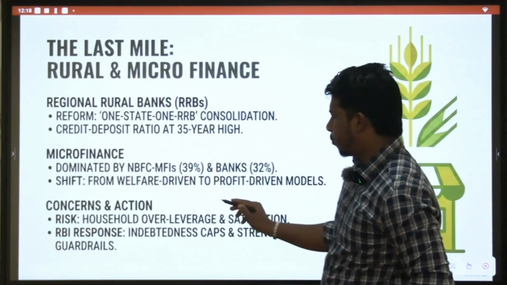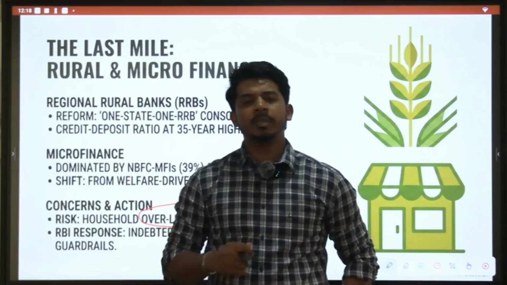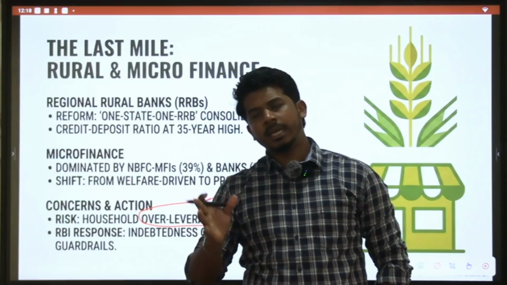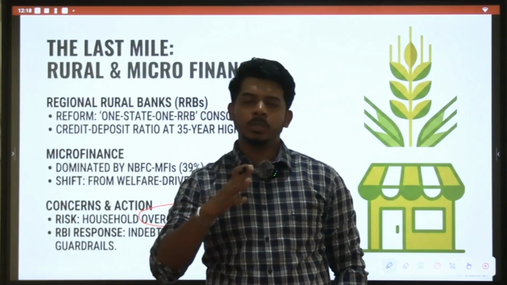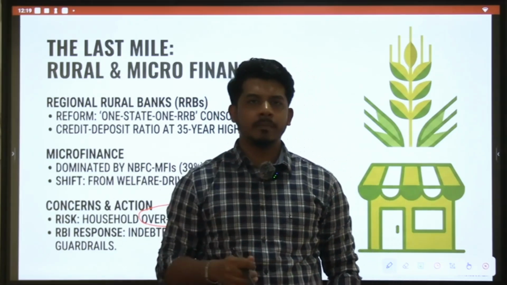So there is over-leverage. Over-leveraging means this: let's say my monthly salary is 50,000. After all my expenses, I will have some 10,000. So my loan EMI should be 10,000. My loan should be such that it matches with my EMI.